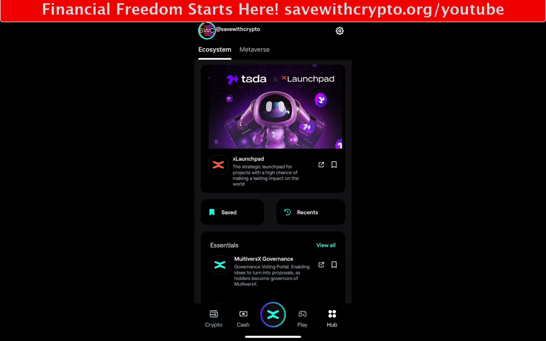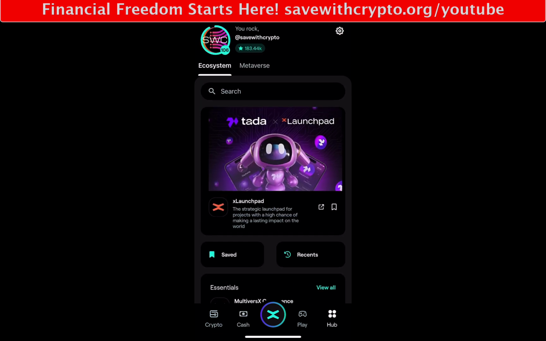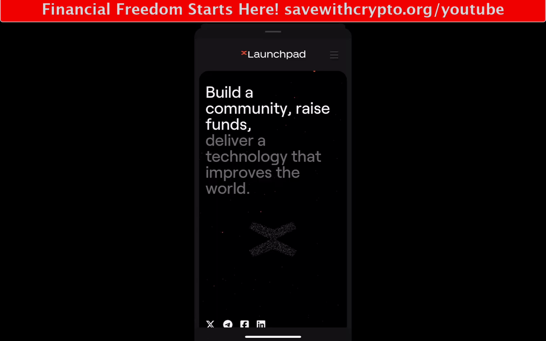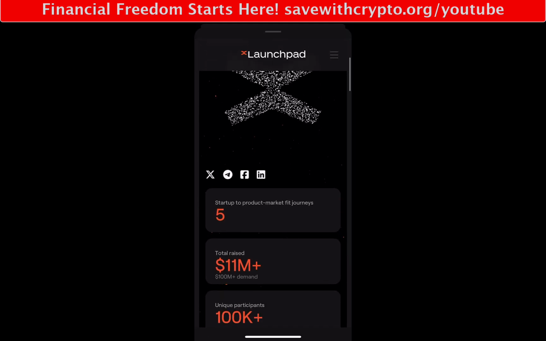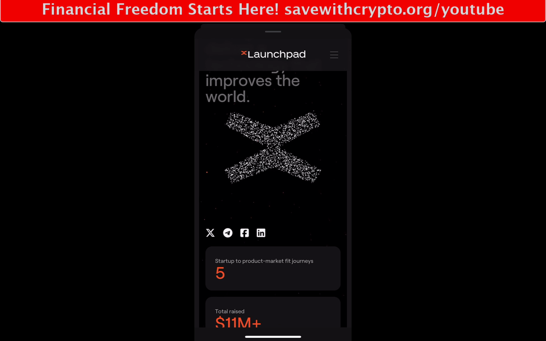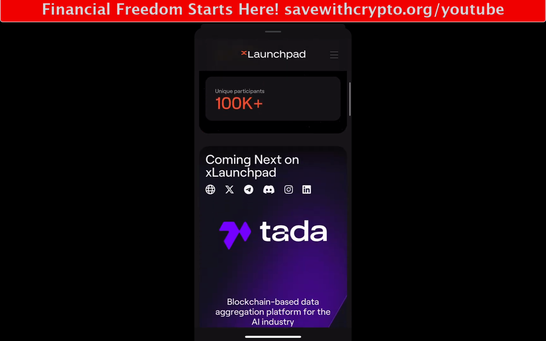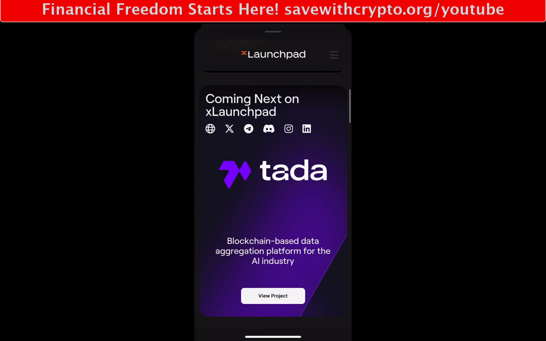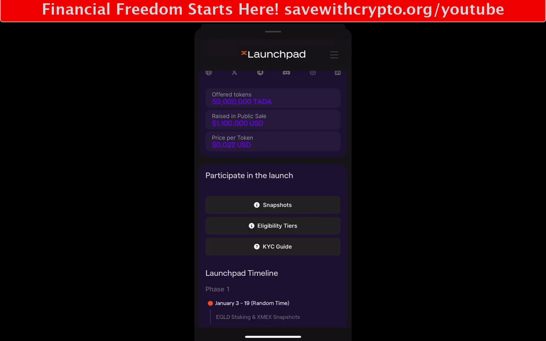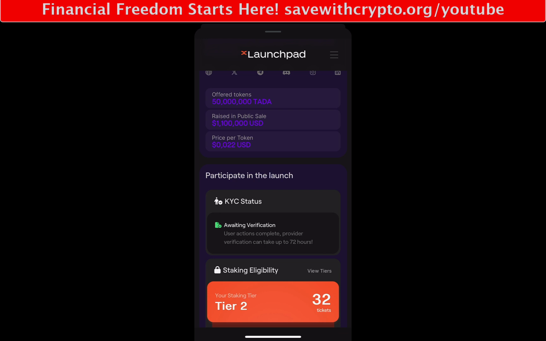So what you need to do is go down to the hub section and go to the Launchpad, and that will bring you to this page here. Then scroll down, go to TADA and then View Project. There it will give you the option to do the KYC.